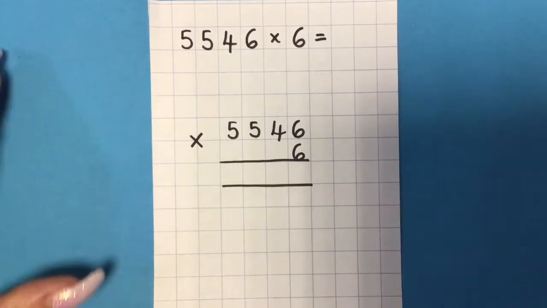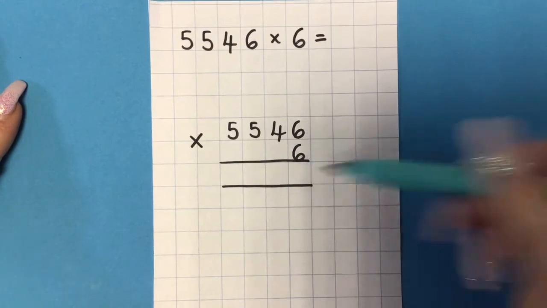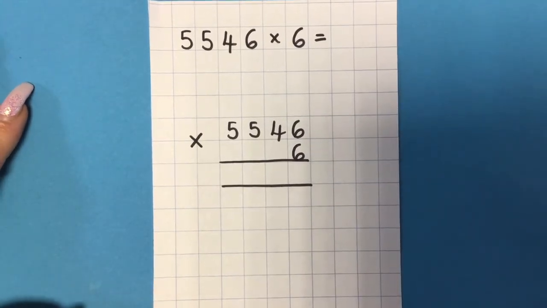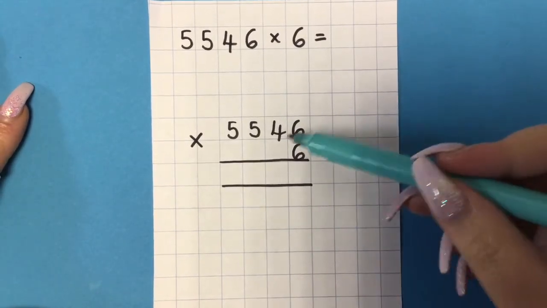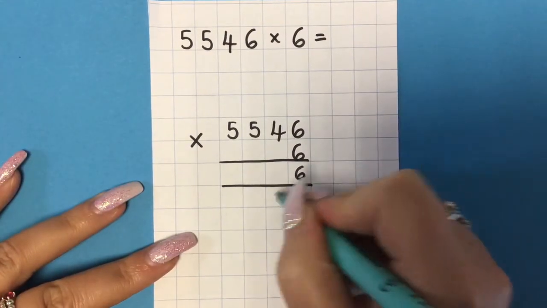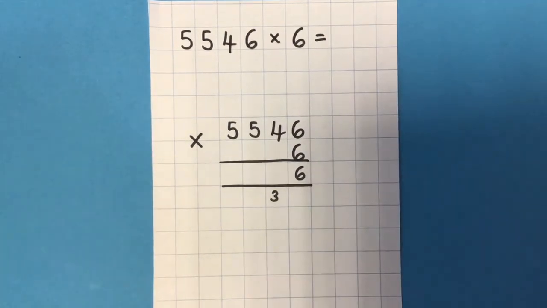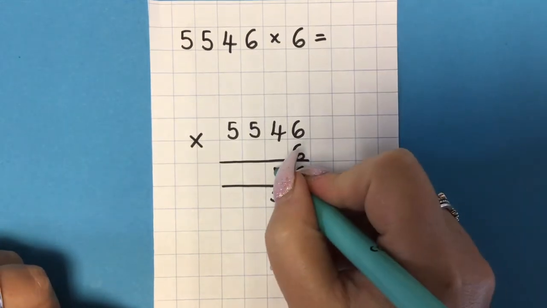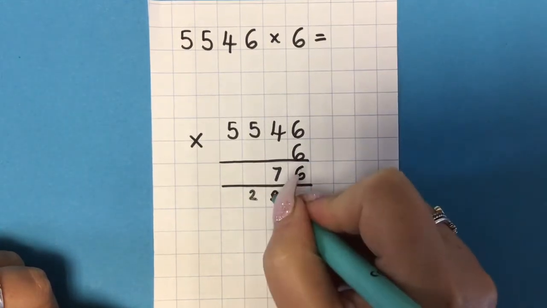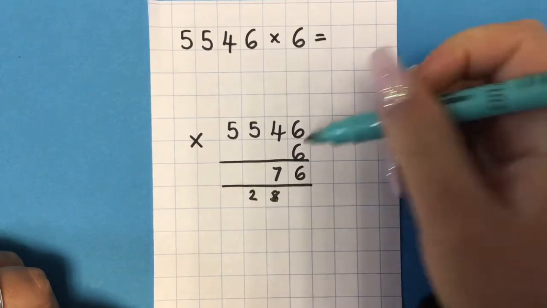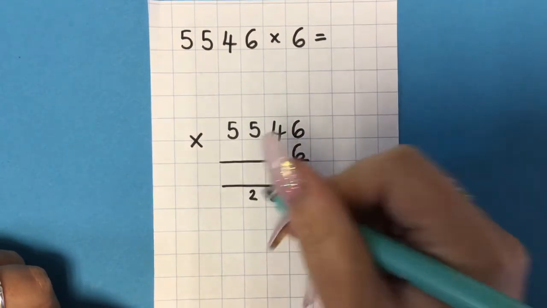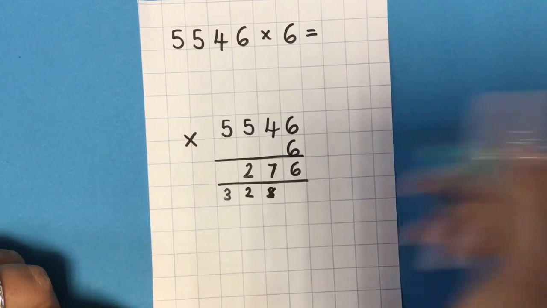Okay, nice and easy. Now, this time we're multiplying by 6, which is a little bit more of a tricky number to multiply. So 6 times 6 is 36, so we carry it across. 4 times 6 is 24. Add the 3 is 27. We can cross the 3 out. 6 times 5 is 30. Add the 2 is 32.